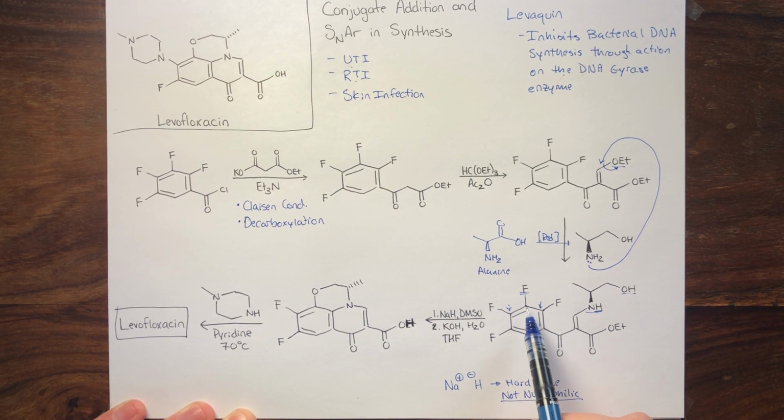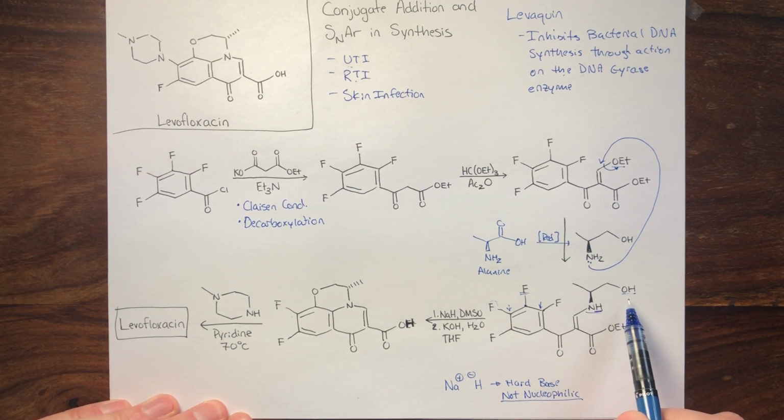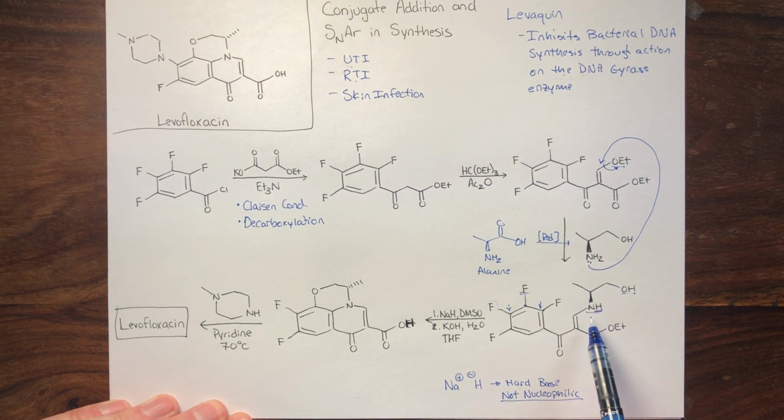You might be looking at this and saying, well, this position on the ring that has the fluorine does not have an ortho or para electron withdrawing group. However, there is going to be an ortho fluoride, which should be able to stabilize that anion enough to allow a second nucleophilic aromatic substitution to occur.